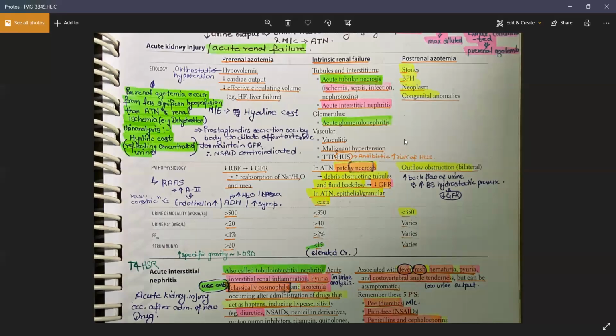Now, what will we find on gross examination of the kidney in a patient having post-renal azotemia? Enlarged kidneys? Yeah, we will have hydronephrosis, not an enlarged kidney, but dilation of the calyces and the ureter. So you have dilation inside the kidney, but ultimately atrophy of the kidney will be happening, right? So that you will find in post-renal azotemia.